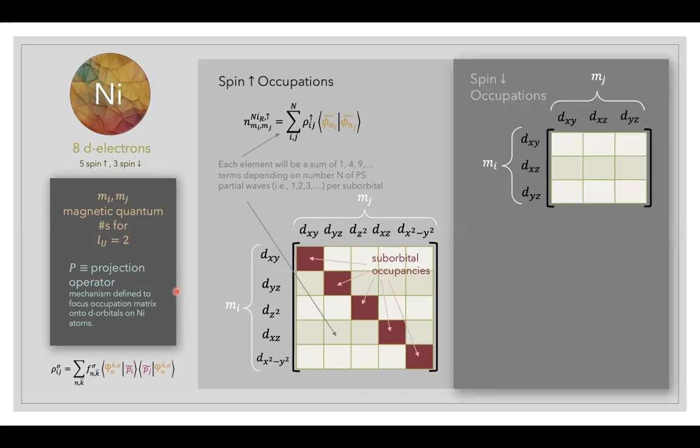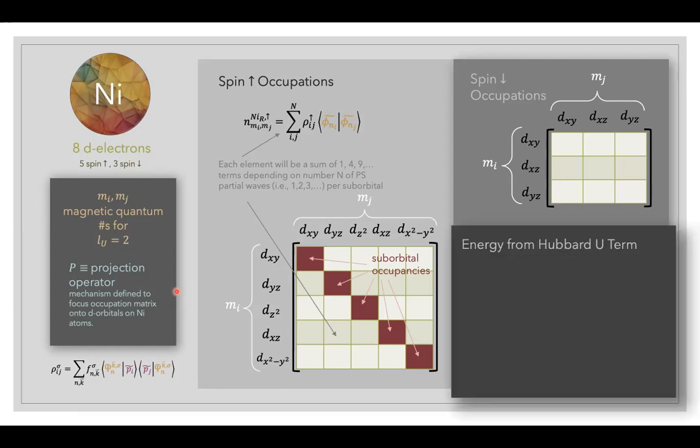The spin down occupations are going to be the same, except that it'll be a 3x3 matrix now, because there are 3 spin down electrons. And so that's how we would go about defining those matrices. Now, from those matrices, we're going to directly plug those into the energy functional, from which we will get now the energy from the Hubbard U term. And so I've defined that equation just here.